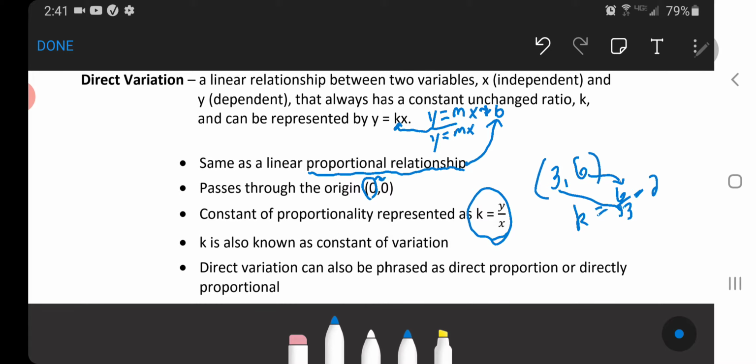So whether you hear constant of proportionality or constant of variation, it means the same thing. And direct variation can also be phrased as direct proportion or directly proportional. So if you hear those phrases, you know you're dealing with direct variation, which means you're dealing with this equation y equals kx. Pretty easy to solve. And like I said, it's like writing y equals mx, just this time you don't have a b. So don't confuse it. I'm just giving it a different name.